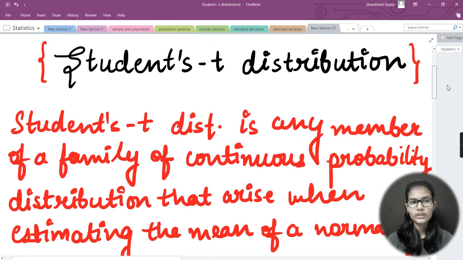In the next videos, whenever we see examples for this, it will be more clear to you what we mean by student's T distribution and how to solve the questions for that. So this is all for this video.